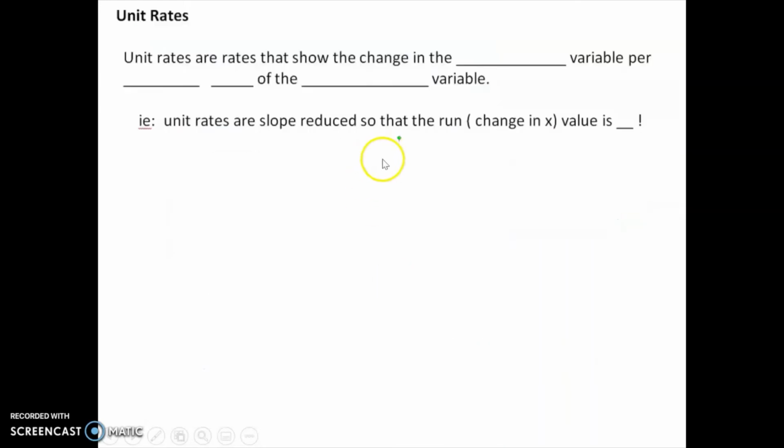All right, we're going to move this topic into another direction, but connected. We've talked about gradient and slope, and now we're ready to talk about unit rates. Okay, so let's discuss unit rates. Unit rates are rates that show the change in the independent variable per single unit of the dependent variable. And I'll show you what this means in just a moment. But the important thing is here, per single unit. That's why it's called a unit rate. In other words, unit rates are slope reduced so that the run, the change in x value, is 1.